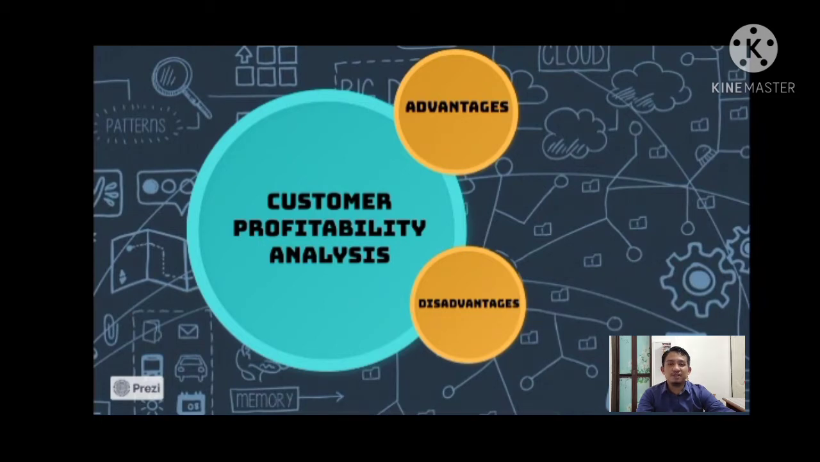I am here to present about the advantages and disadvantages of customer profitability analysis. Now here is some overview of customer profitability analysis. Every business can improve its profitability. Sometimes a single factor can significantly increase profitability. But for most businesses, increasing profitability means implementing a number of small improvements gradually.